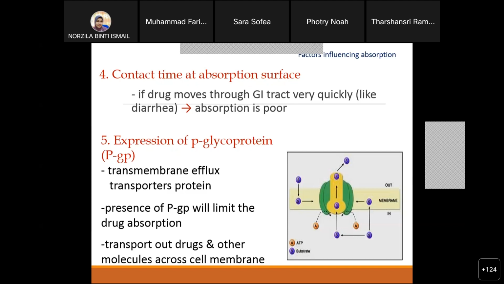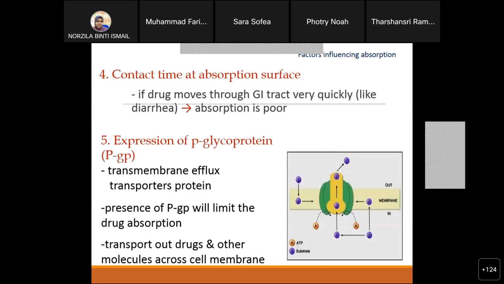Okay, this P glycoprotein has its own function to secure our body, our membrane, our organs inside our body. So the presence of P glycoprotein will limit drug absorption, transporting out the drugs and other molecules across the cell membrane. Okay, these are the distributions of P glycoprotein in our organs. In the liver, P glycoprotein is important to transport drugs into bile for elimination, to detoxify our body. So the liver works with the help of P glycoproteins.